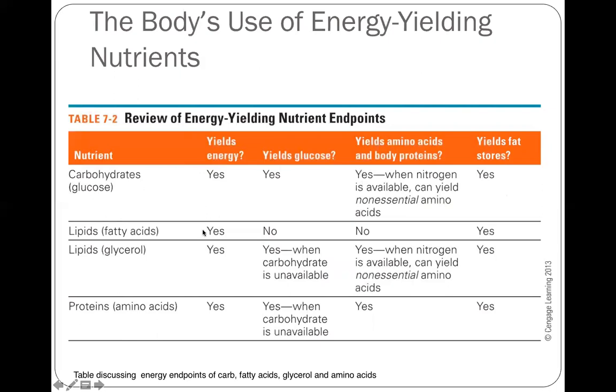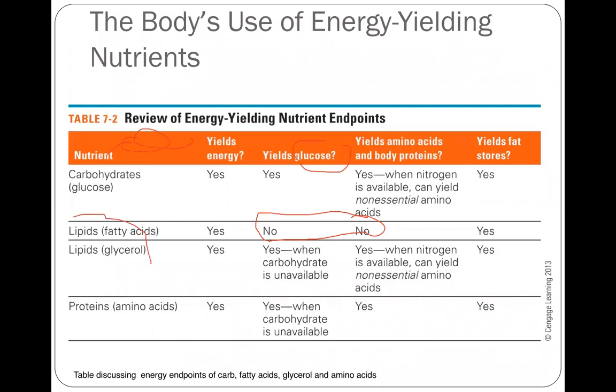Fatty acids can make energy, like I just said. However, fatty acids cannot make glucose. So this is something important to remember, and something that differentiates the fatty acids from the other macronutrient breakdown products, is that fatty acids cannot make glucose. Fatty acids also cannot be used to make protein. So you cannot make glucose or protein from the fatty acid portion of the triglyceride. However, fatty acids can be used to make fat.